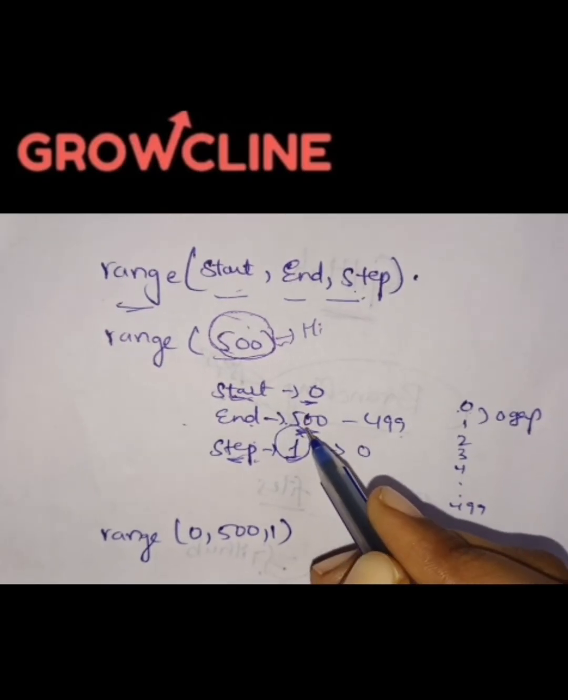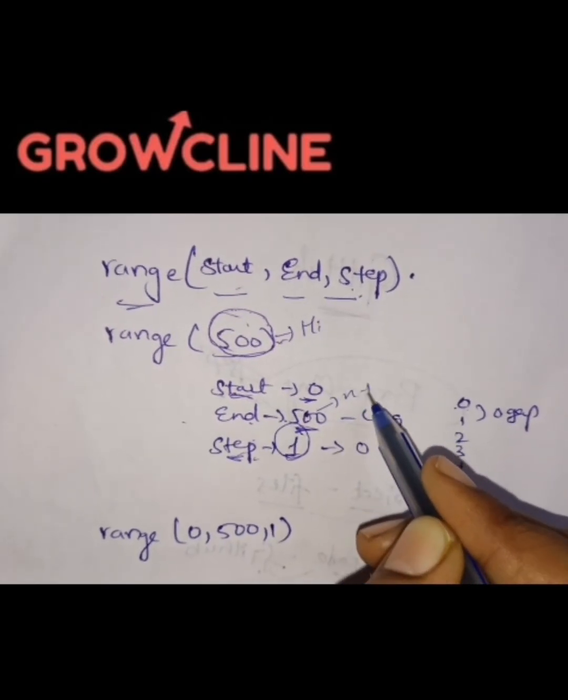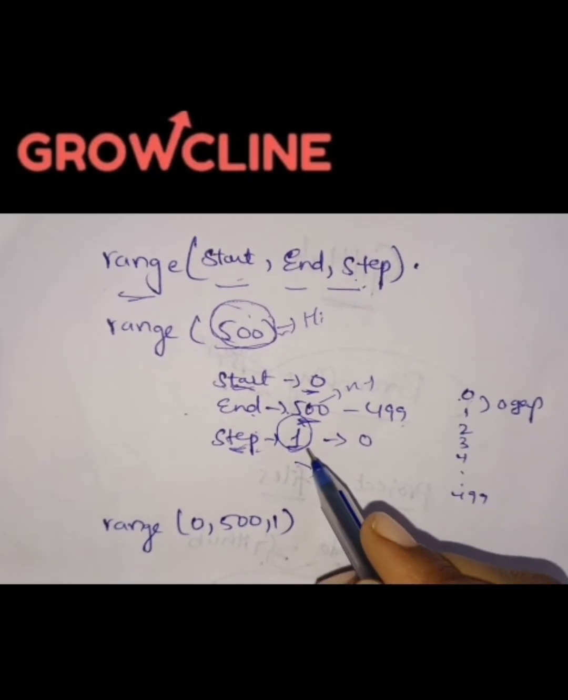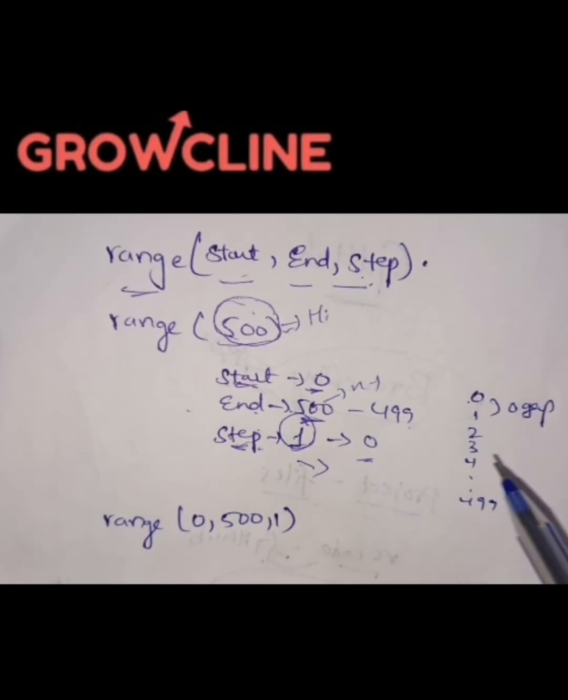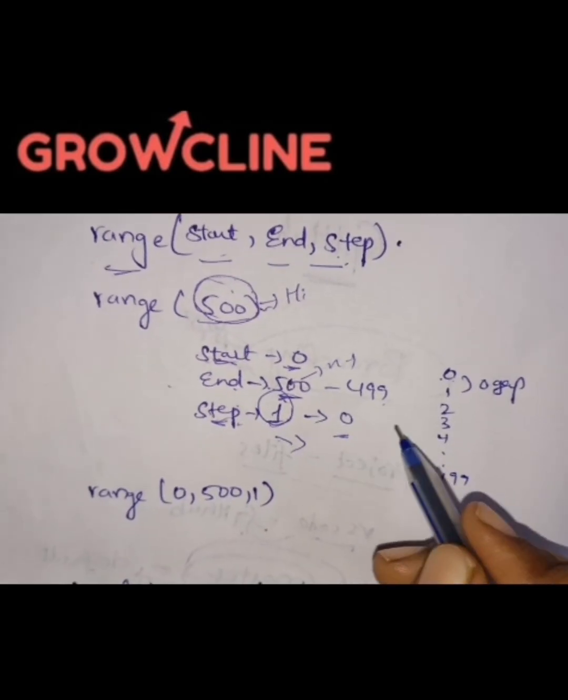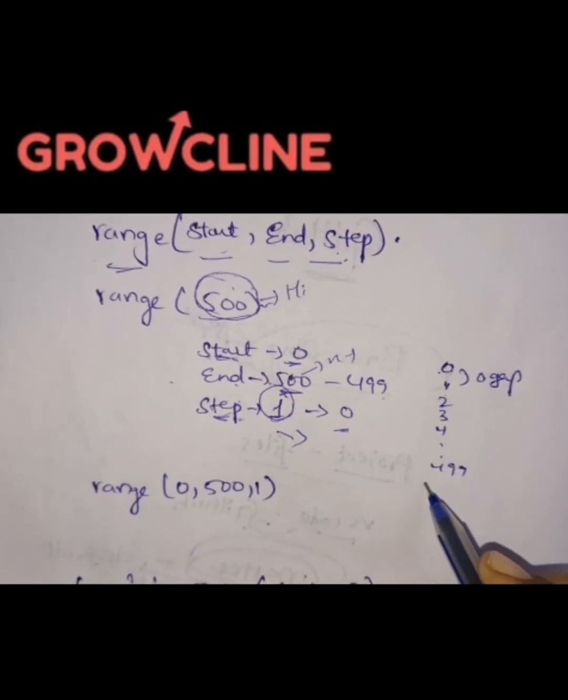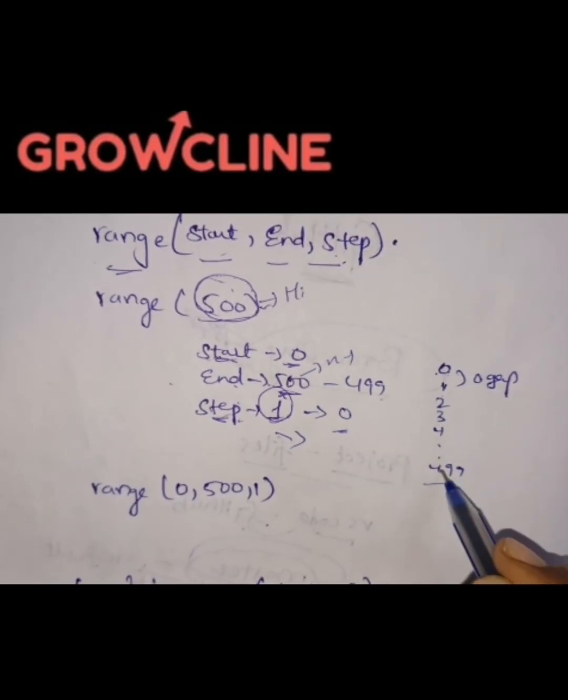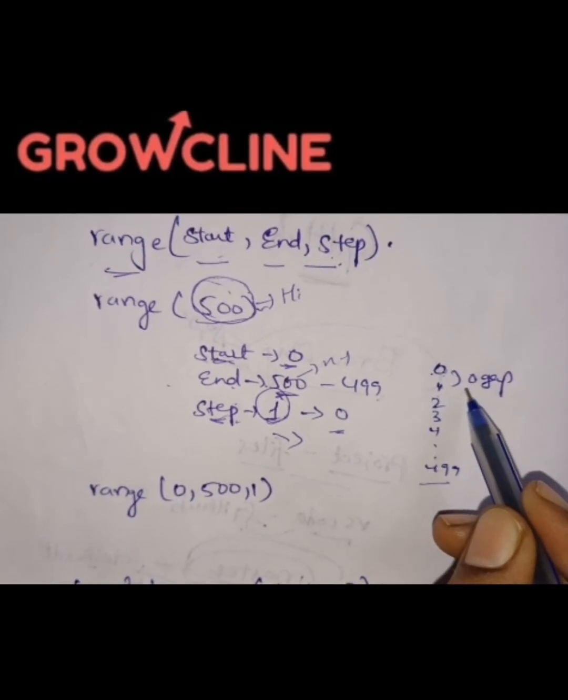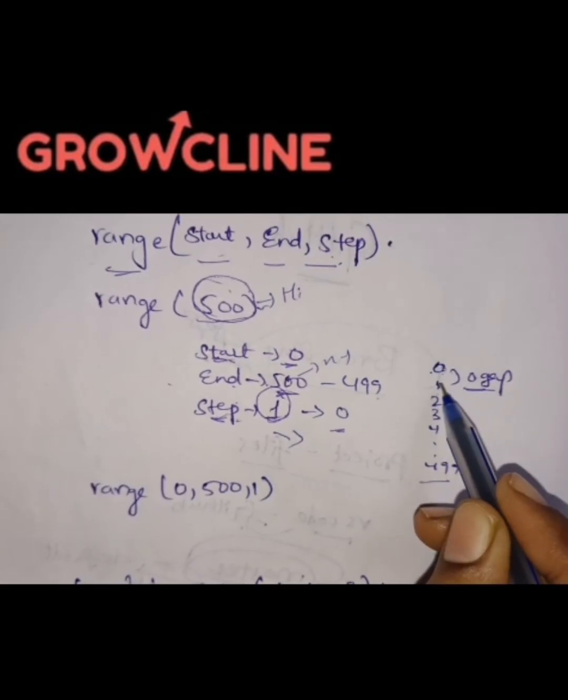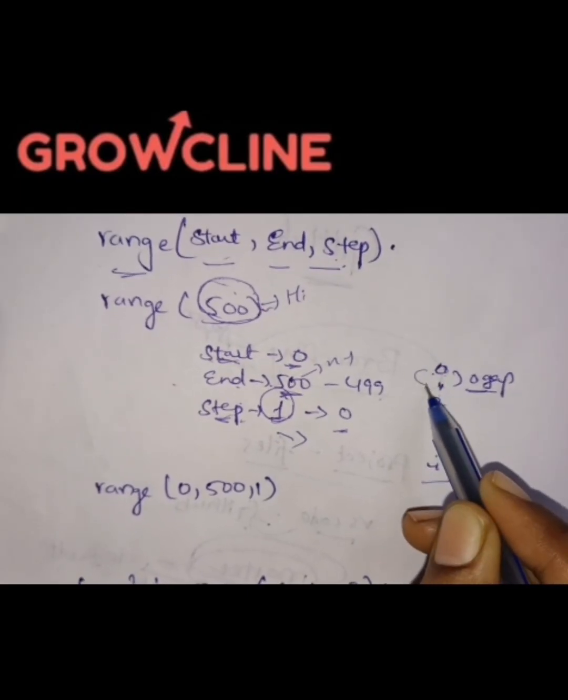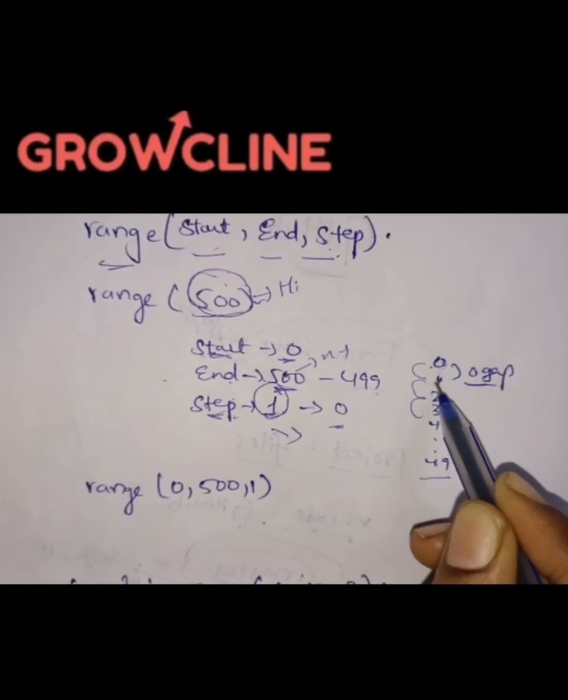Here the end value moves 1 less than the actual value. Similarly, step also takes 1 less than the actual value, which is 0 here. It means I am iterating from 0 to 499 with the 0 gap. Here in between 0 and 1 there is no element, like no number in between these two numbers. So 0 gap. The step index refers to the gap in between these values.